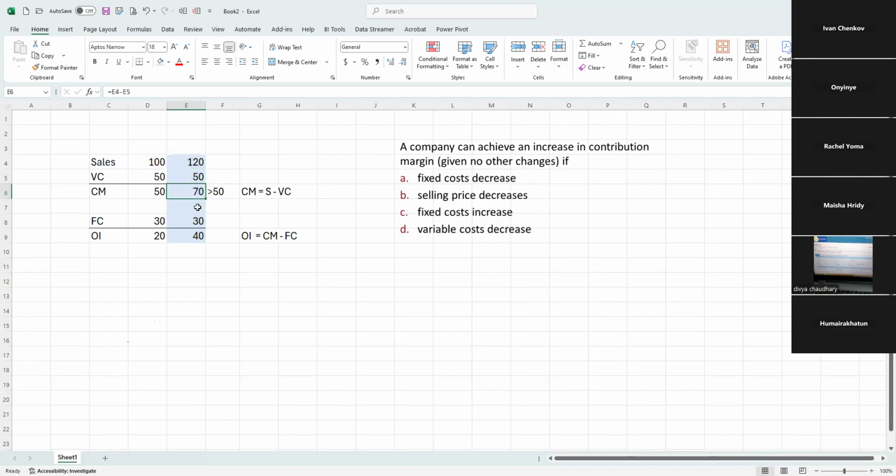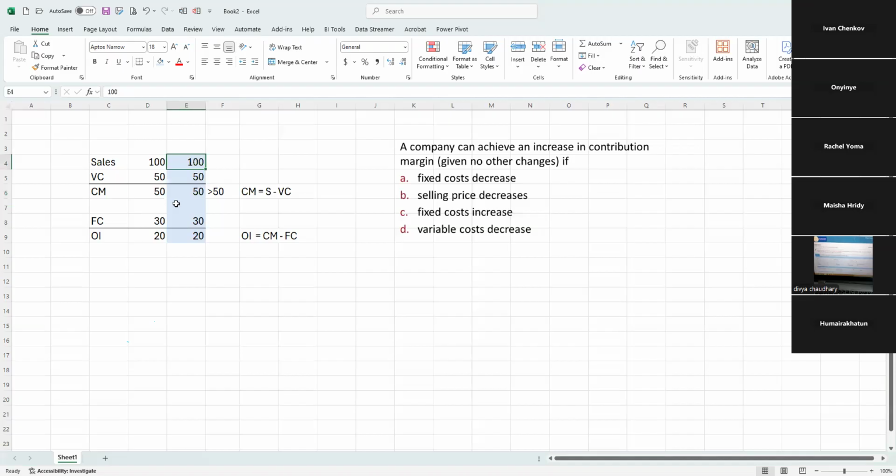So that's why it's important for you to understand what affects the contribution margin. There's only two: sales and variable cost. If the sales go up, contribution margin will go up. If the variable cost goes up, contribution margin is going to go down. If the variable cost goes down, contribution margin is going to increase. If the sales price drops, contribution margin will decrease.